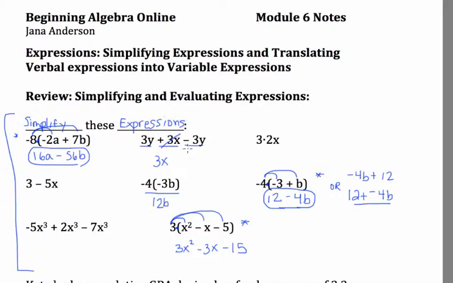Now, 3y and -3y, think money. You had $3, you lost $3, now you've got 0. So that's gone. You might be tempted to put 0y, but 0 right next to a y means 0 times y. And anything times 0 is 0. So that would just cancel out to be 0. So 3x plus 0, or just 3x is our answer.